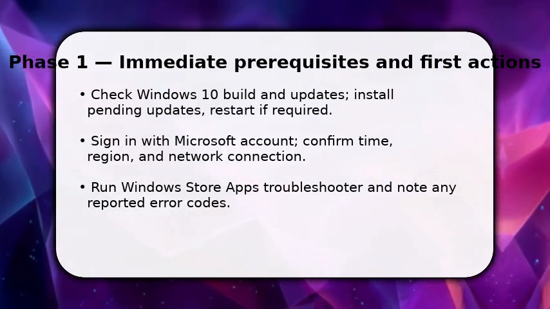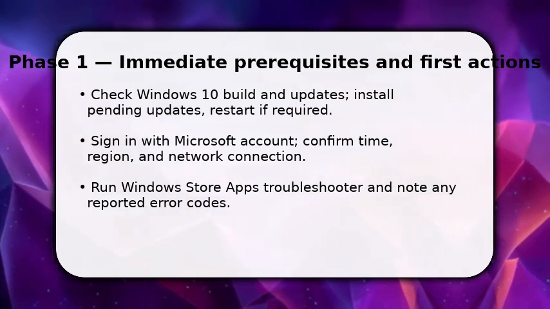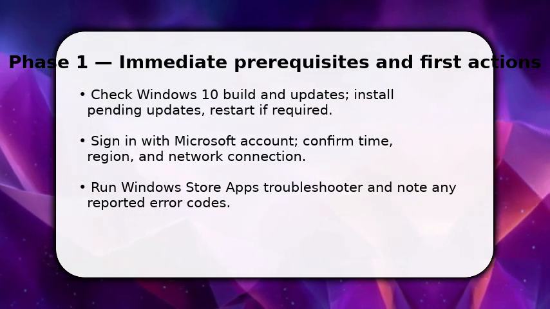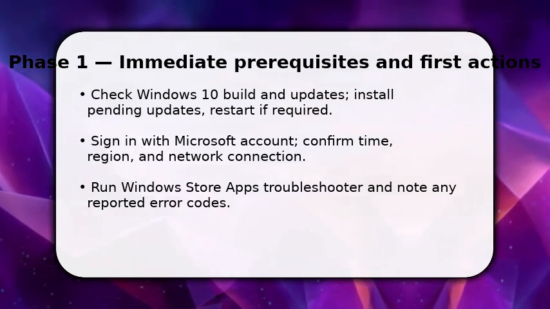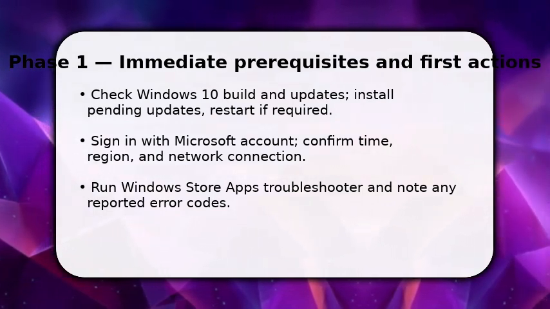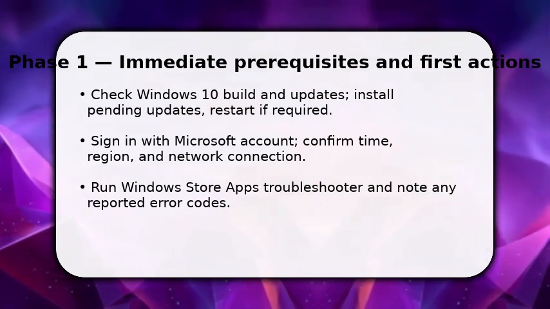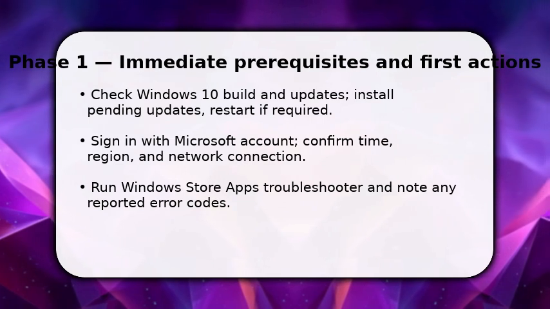Run the built-in Windows Store Apps Troubleshooter next, because it auto-detects broken services and misconfigurations. While it runs, verify system time, region, and your network. Incorrect settings often block store access. Once done, note any error codes or messages the troubleshooter gives you. They guide the exact next actions.